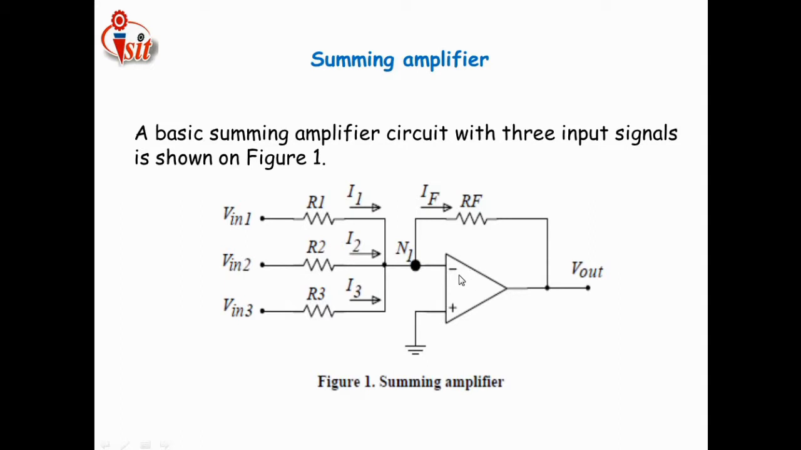Here, at the inverting terminal of the op amp, 3 inputs are given: V in 1, V in 2, V in 3, along with R1, R2 and R3. What is the current flowing through this? In V in 1, R1, the I1 current flows; V in 2, R2, the I2 current flows; V in 3, R3, the I3 current flows into node N1. Along with that, IF is the feedback current which flows through RF, and the output voltage is marked here.